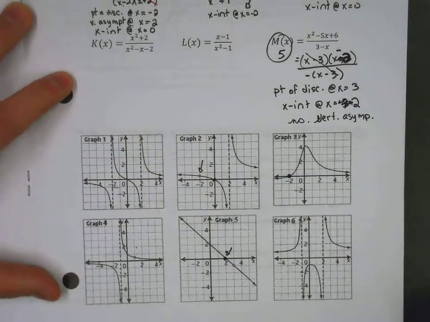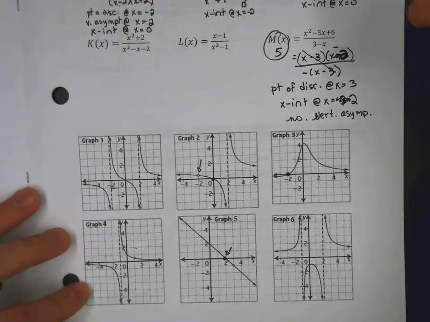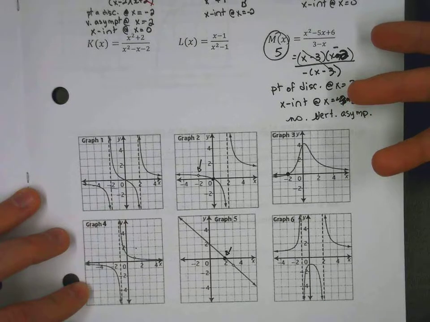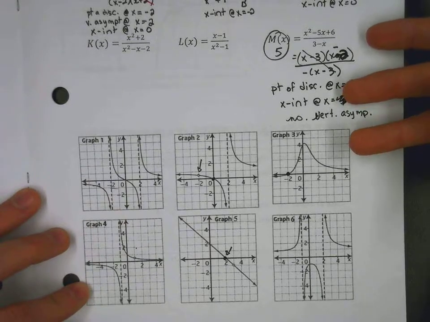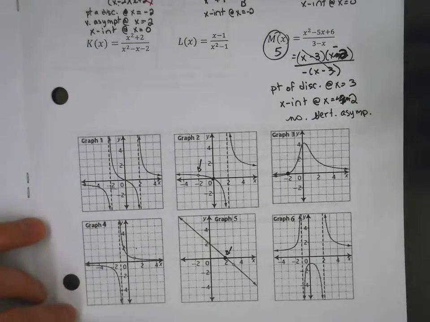So this is the key understanding, that there are 3 scenarios: factors top and bottom, only on the bottom, or only on the top, and this gives us a matching.